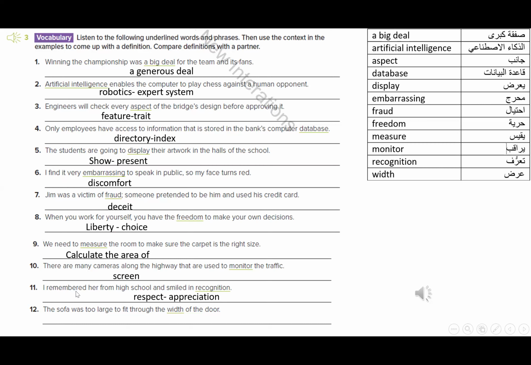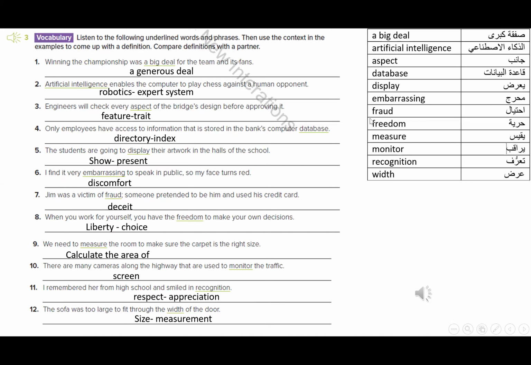I know her from high school, so she smiled in recognition, smiled in respect, smiled in appreciation. So recognition here means respect or appreciation. The sofa was too large to fit through the width of the door. So the word width means size or measurement, the size of the door or the measurement of the door.